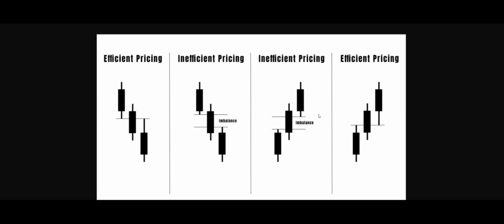If we just look at these two, inefficient and efficient, what you see in this one is that the wick of the high and the wick of the low of the third candle just don't meet. And if you look at this efficient pricing, the high wick on the first candle and the low wick of the third candle do meet. They don't have to meet, but they do meet. So that is efficient pricing.